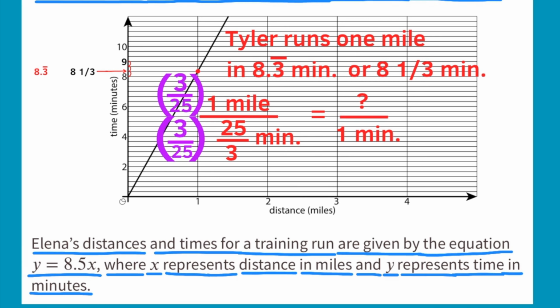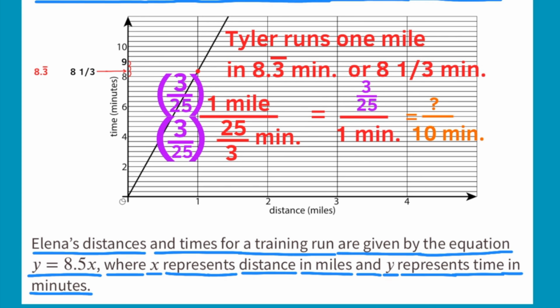We need to know how far he runs in 10 minutes. So 1 minute times 10 equals 10 minutes, and 3/25 times 10 equals 30/25. And 30/25 equals 1 5/25, or 1 1/5 miles. In 10 minutes, Tyler can run 1 1/5 miles.